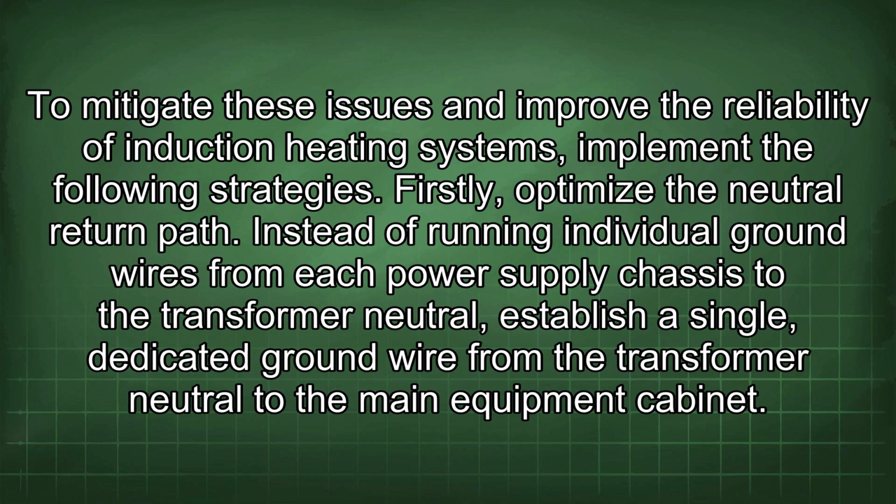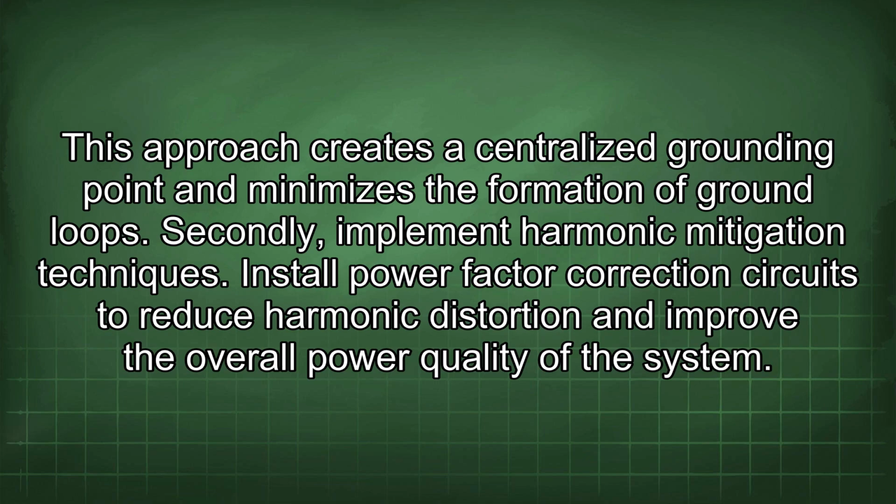Firstly, optimize the neutral return path. Instead of running individual ground wires from each power supply chassis to the transformer neutral, establish a single, dedicated ground wire from the transformer neutral to the main equipment cabinet. This approach creates a centralized grounding point and minimizes the formation of ground loops.